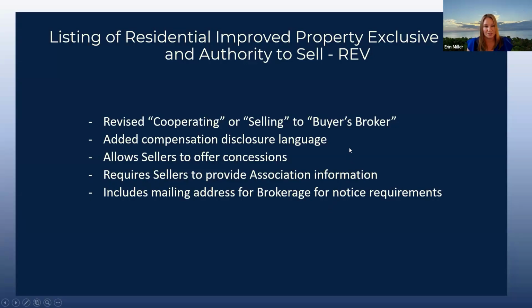Also, we included that compensation disclosure language. I'm calling it the big bold language that's required. It also allows sellers to offer concessions. We'll talk about that. It requires sellers to provide association information and also includes a mailing address for the brokerage for notice requirements.